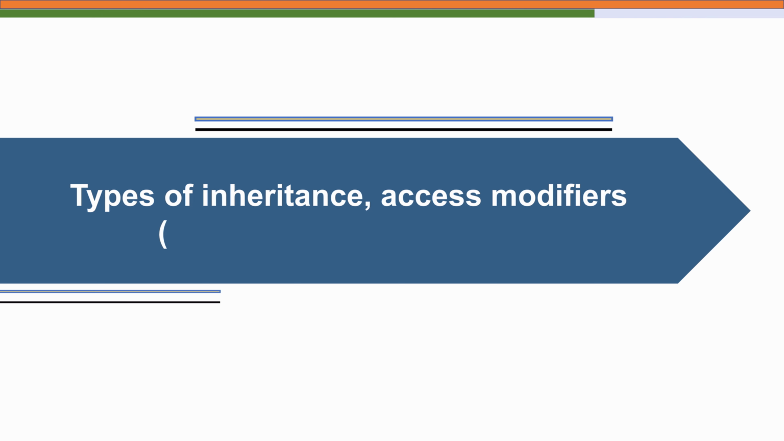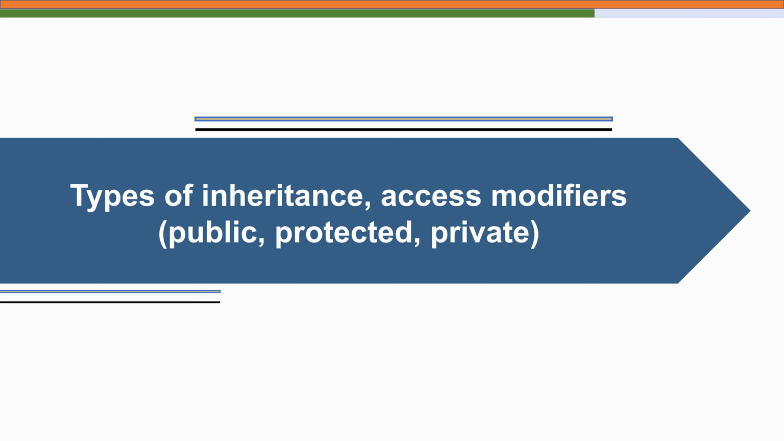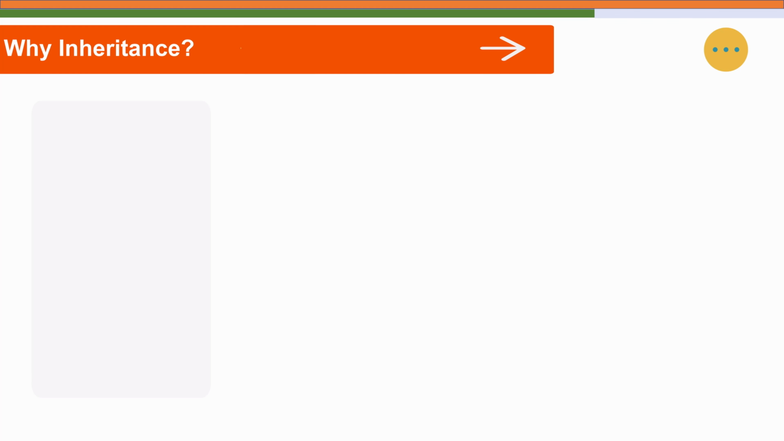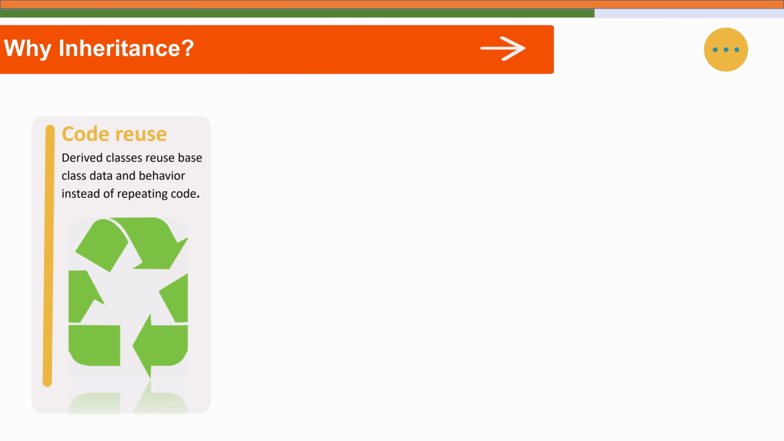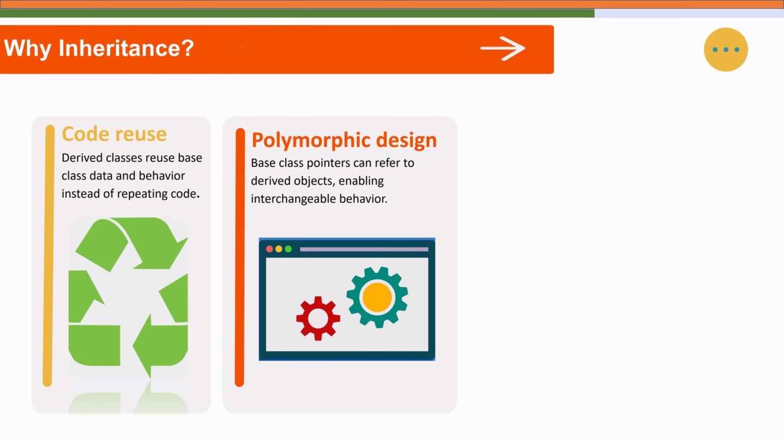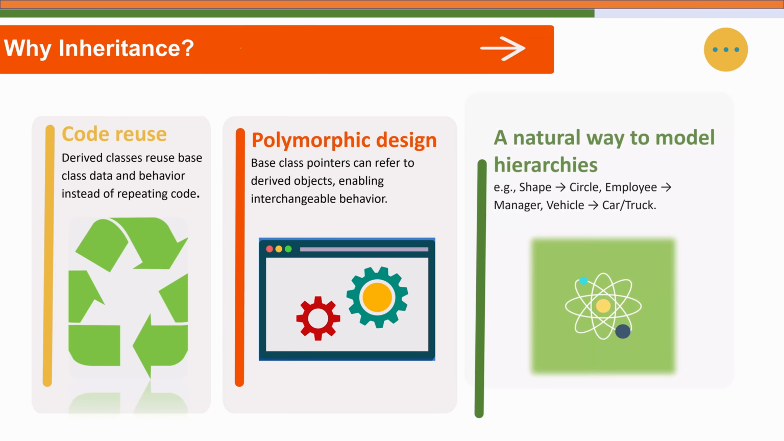Before we dive into code, let's remind ourselves why inheritance exists. Inheritance models an "is-a" relationship in which a derived class is a specialized form of a base class. So it gives us code reuse. Derived classes can reuse the base class data and behavior instead of repeating the code. Next, polymorphic design. Base class pointers can refer to the derived objects, enabling interchangeable behavior. And finally, a natural way to model hierarchies. For example, shape, circle, employee and manager, vehicle, maybe derived to car or a truck.